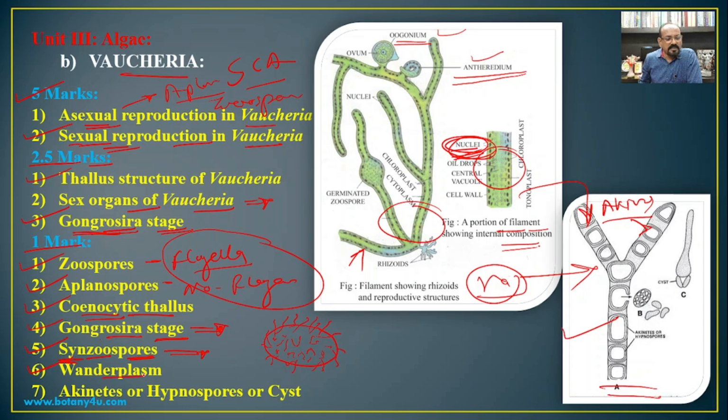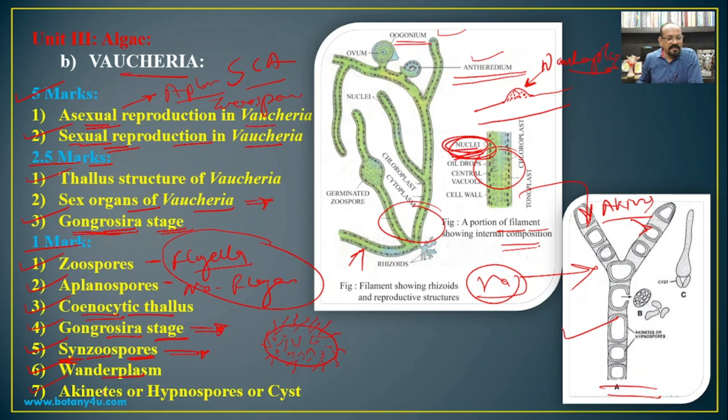Then the wanderplasm. During the development of the female reproductive organ, there is formation of a protuberance on the thallus of Vaucheria, and some of the nuclei and cytoplasmic material are accumulated in this protuberance, and this is known as wanderplasm, and it is very commonly asked for 1 mark in the case of Vaucheria.